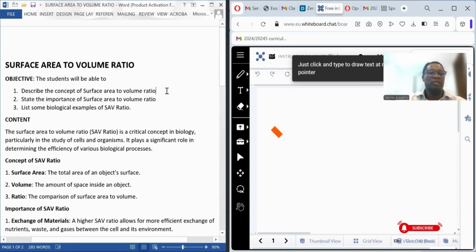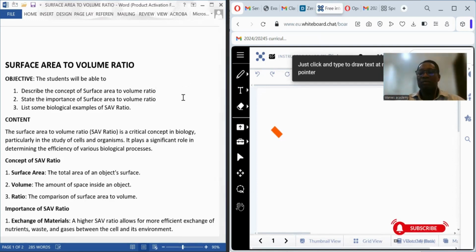Surface area to volume ratio is a critical concept of biology that has to do with the study of cells and organisms. It has to do with how materials move in and out of the body of living organisms, that is, plants and animals. The higher the surface area of an organism, the faster the rate at which materials can move into such organism through osmosis or diffusion, and it also increases the rate at which materials can leave.